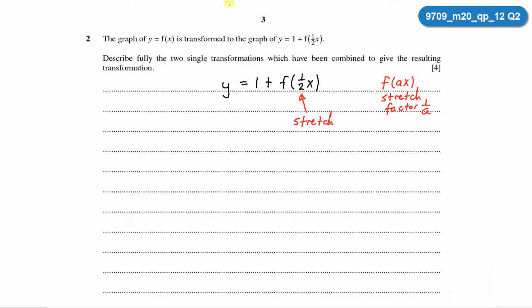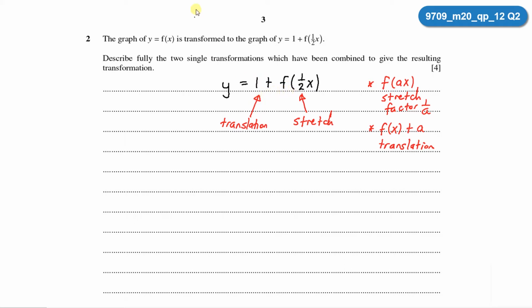And then we also have this part, the 1, it represents a translation parallel to the y-axis. So that's a translation, because you need to know that the function f of x plus a, where a is a constant, represents a translation parallel to the y-axis. So 1 is being added to the function, so that means that it's a translation.